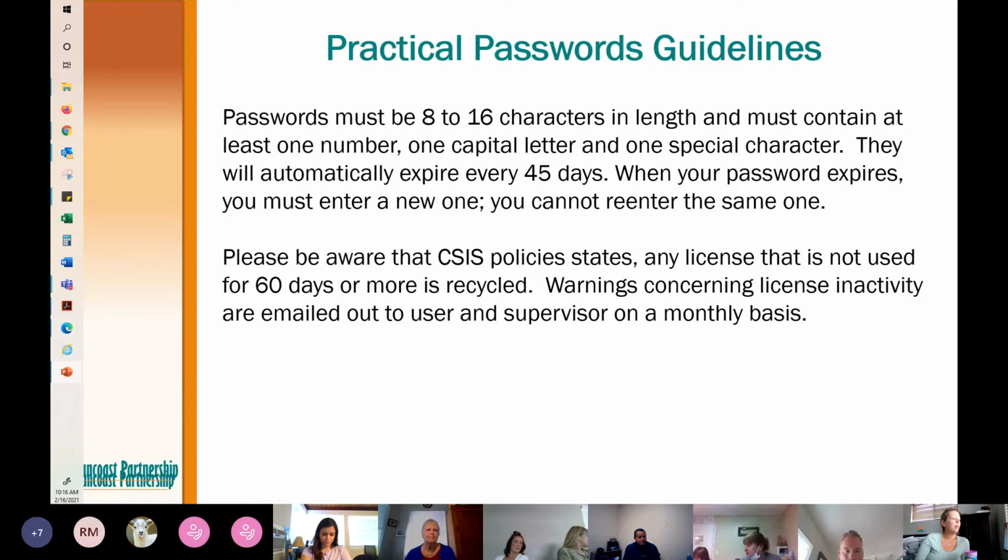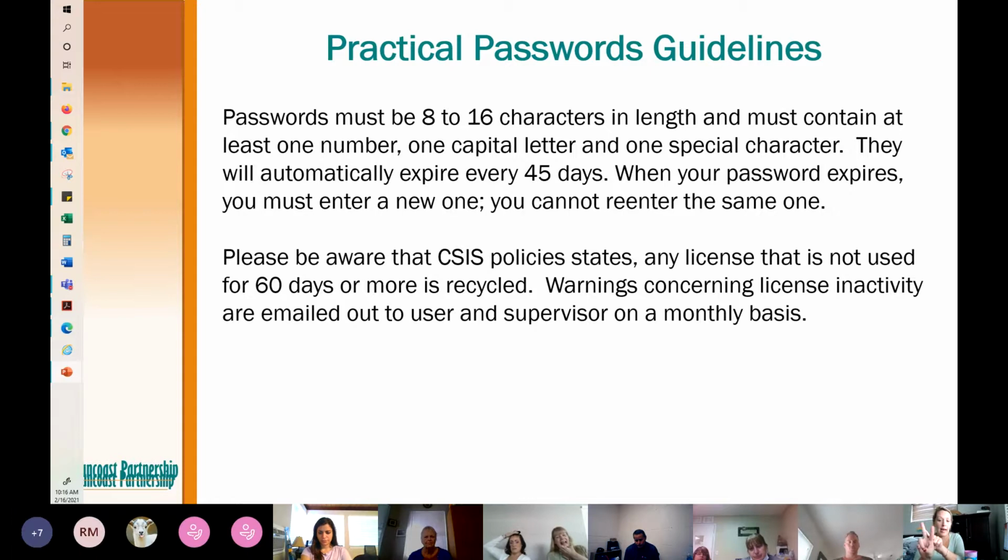Password guidelines. Password must be 8 to 16 characters in length, with one number, one capital, one special character. They do automatically expire every 45 days. When your password expires, you must enter a new one. You cannot enter the same one. However, there is a silver lining. You only ever need 2 passwords. You will get a temporary password today, and you will create your password that you'll remember for 45 days.